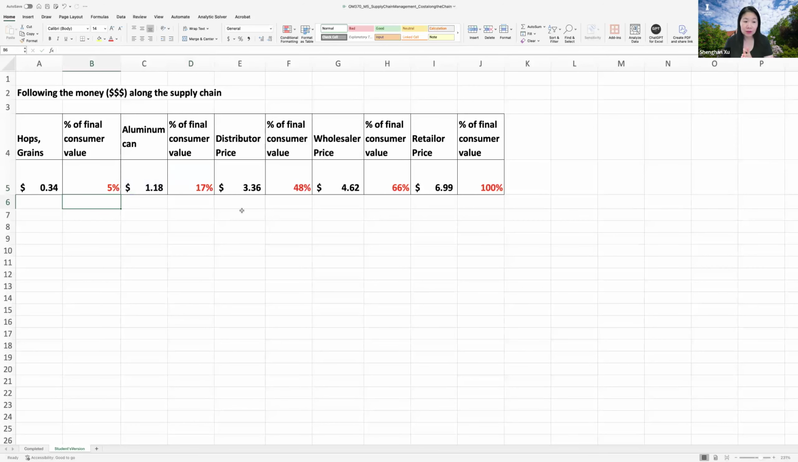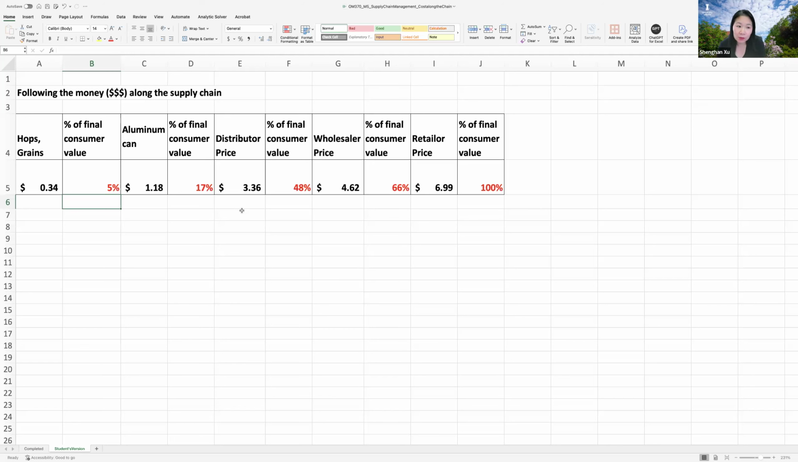Now here, what do we see? As we move the product closer to the end consumer, there's more value happening, right? And when we trace back to the upstream of the supply chain, the raw material usually accounts for a very small portion of the overall cost within the product.